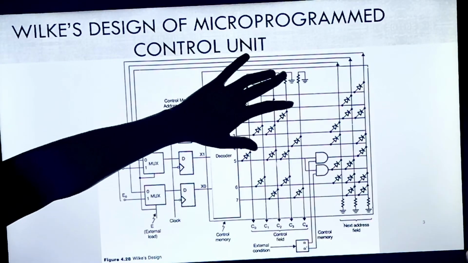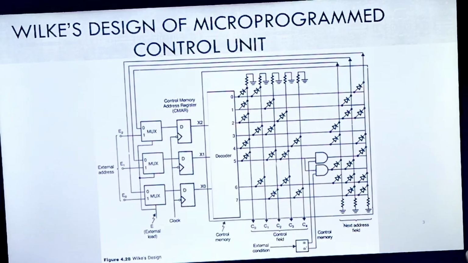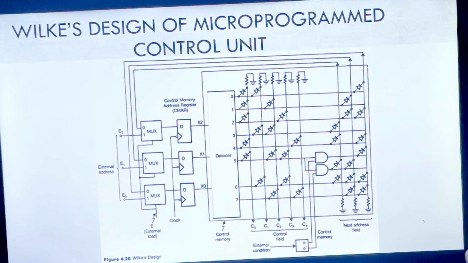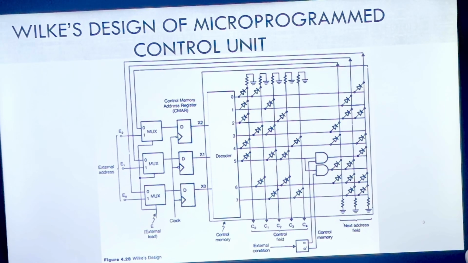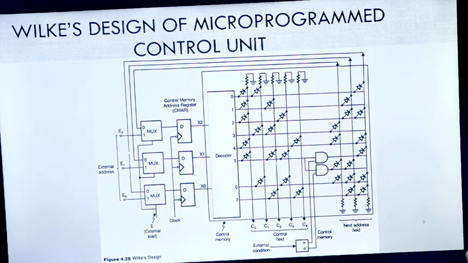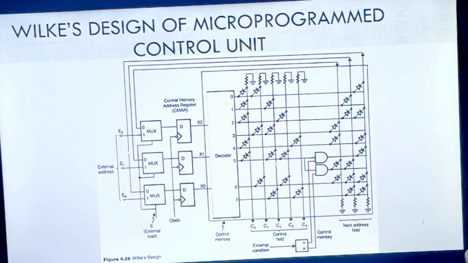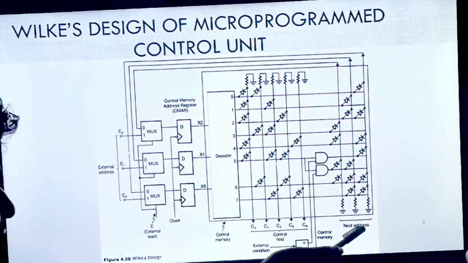Now, as we told you in the previous slide, in each microinstruction, one more important field we have is the next address field, right? This next address field will tell me which is the next state or next microinstruction you have to execute. Fine. See here, I have a next address field.